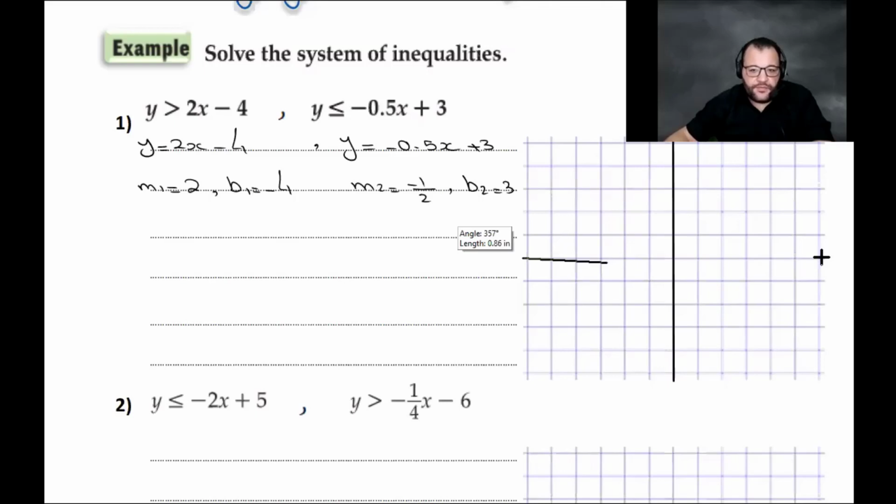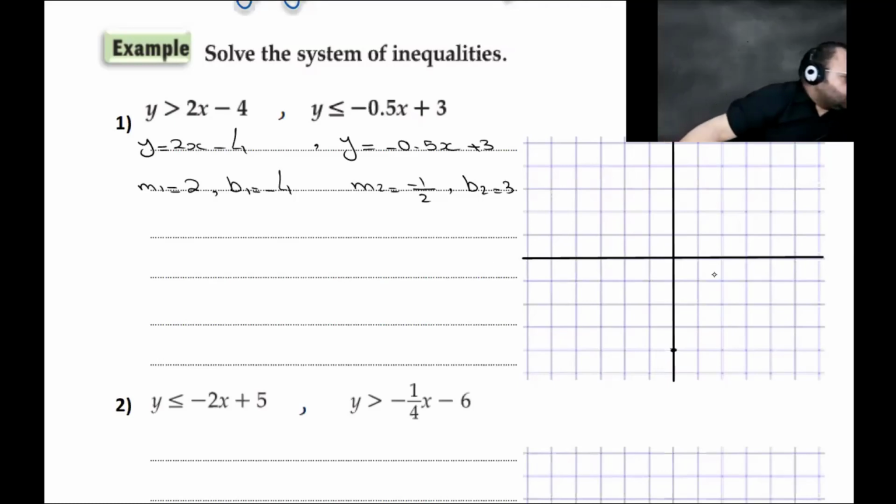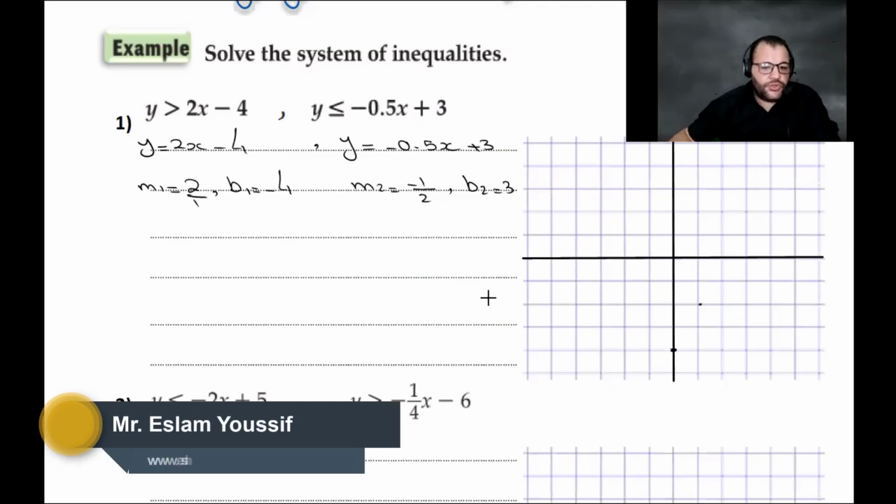That's the graph. We will start the first one. Start from the y-intercept. What's the y-intercept? It is negative 4. 1, 2, 3, 4. That's negative 4. What is the meaning that the slope is equal to 2? Up 2 and 1 to the right. It means 2 over 1, going up 2 and run 1. So that's the first one.